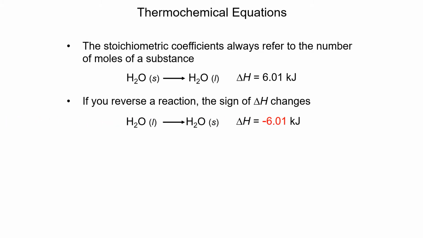So if we go from liquid to solid, the magnitude of delta H remains the same, but it's opposite in sign. So melting, solid to liquid, is an endothermic process, delta H is positive. Liquid to solid is an exothermic process. The liquid has to lose heat in order to freeze, so it's negative. Same value, but opposite sign.